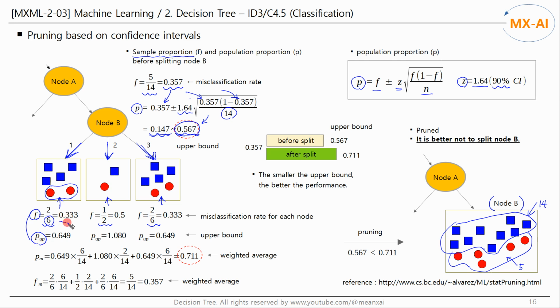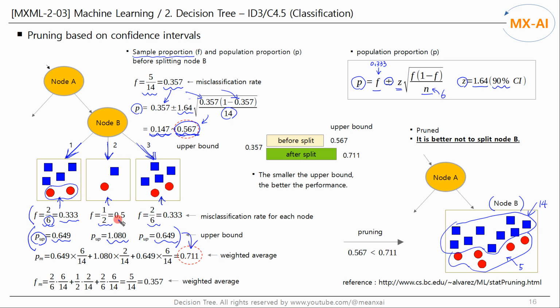If we plug the F value of the first node and the N value of 6 into this formula, and calculate the upper bound of P, we get 0.649. Calculating the upper bounds on population proportion of the remaining nodes in this way gives the following results. If we calculate the weighted average of these 3 results, we get 0.711.